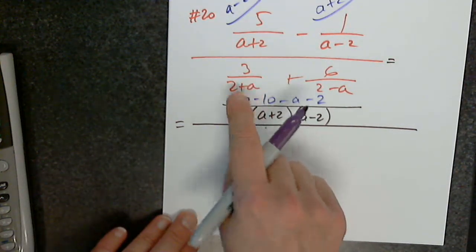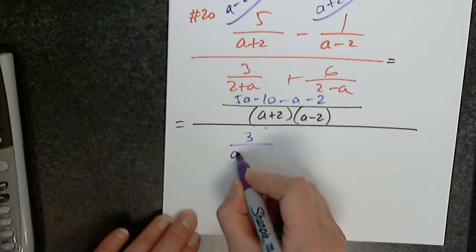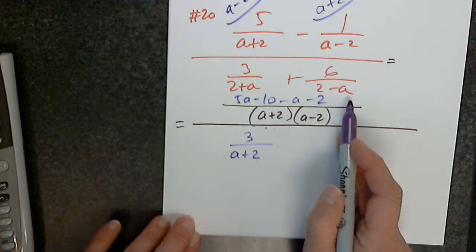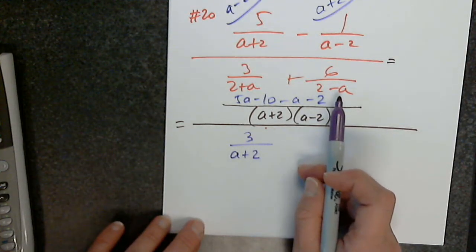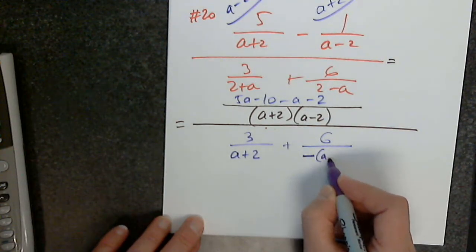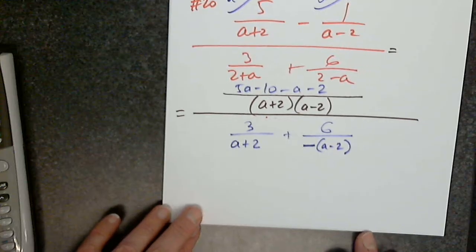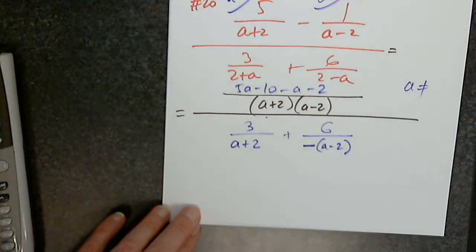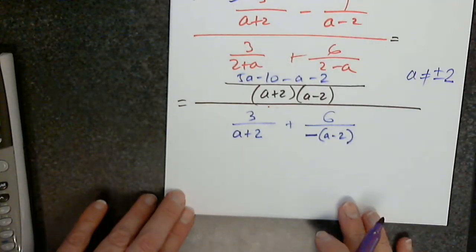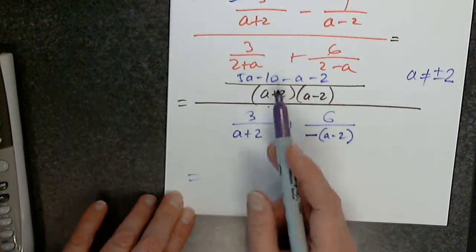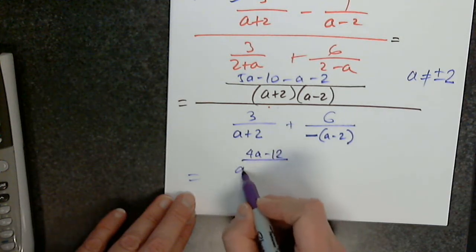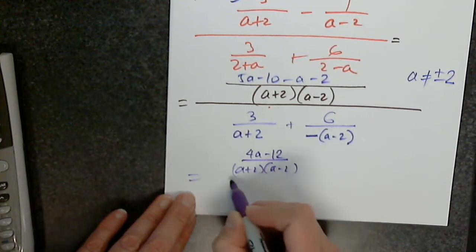Because the first denominator, first of all, is not in descending order. And the second one has an even bigger problem, not just the not descending order, but it has a negative leading coefficient. So then I will have 6 divided by negative a minus 2. Of course, I have to state that a does not equal, right? So then I have the numerator, I can simplify it. So then it's 4a minus 12 over a plus 2, a minus 2.